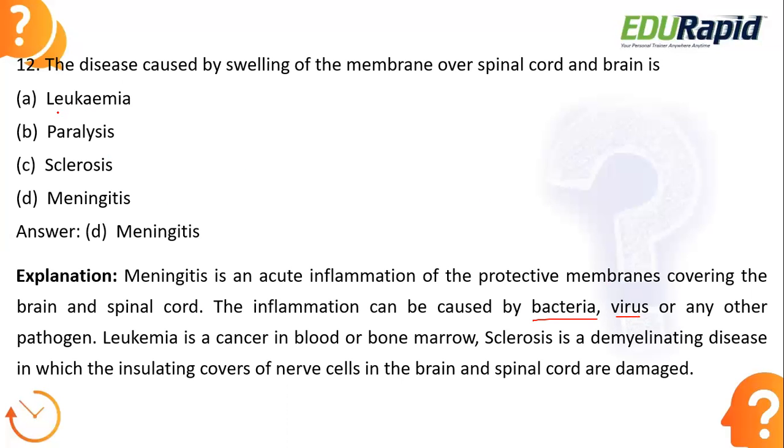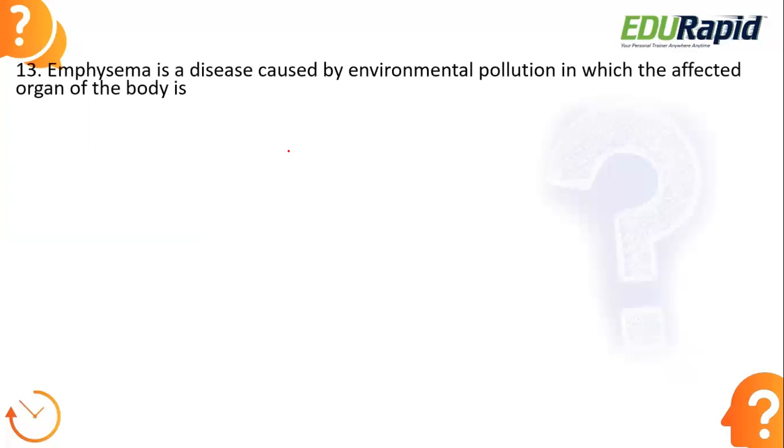Whereas when we are looking at the rest of the options, leukemia is a blood cancer, or bone marrow cancer, whereas sclerosis is a demyelinating disease, in which the insulating cover over the nerve cells or in the brain gets damaged. Paralysis is a loss in muscle coordination. Okay, moving to the next question.